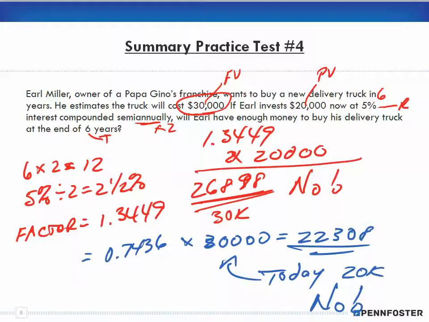So you could have done this, like I said, in 2 different ways. You could have done it in a present value way, or you could have done it in a future value way. They both end up arriving at the same answer. Okay. All right. Number 5.